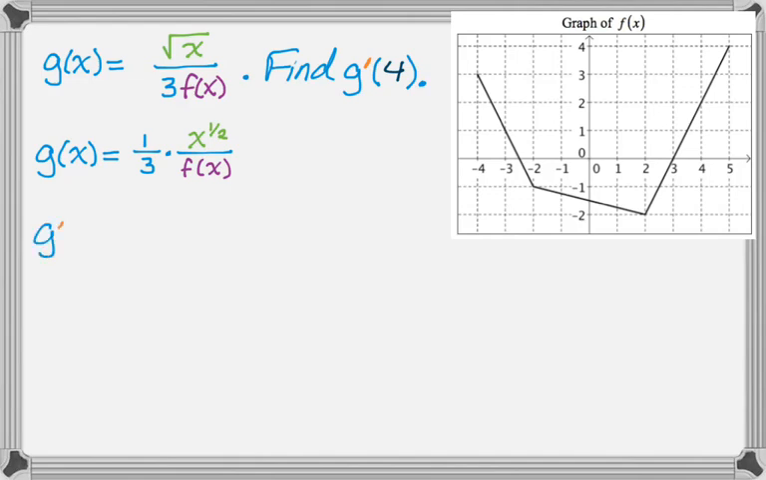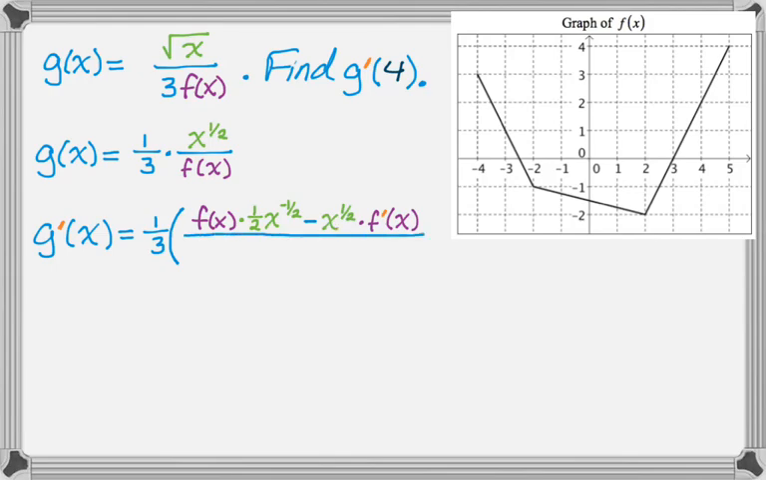Now let's find the derivative. So g prime of x is going to be 1/3 times this giant quantity, and now I'm going to find the derivative. So it's going to be bottom, so f of x, times the derivative of the top. So the derivative of x to the 1/2 is going to be 1/2 x to the negative 1/2 by the power rule, and then minus top, so x to the 1/2, times the derivative of the bottom, which is just going to be f prime of x, because there's nothing more we can do about that. And then all divided by the bottom, which is f of x, and we want to square it. And close that parenthesis.